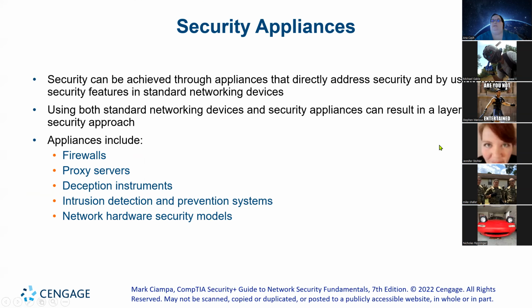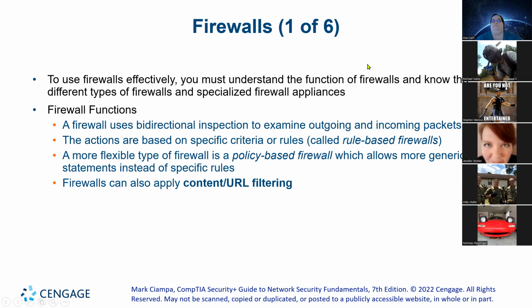So security appliances. Security can be achieved through appliances that directly address security and by using the security features in standard networking devices. Using both standard networking devices and security appliances can result in a layered security approach. Appliances include firewalls, proxy servers, deception instruments, intrusion detection and prevention systems, and network hardware security models. First off, we'll do firewalls.